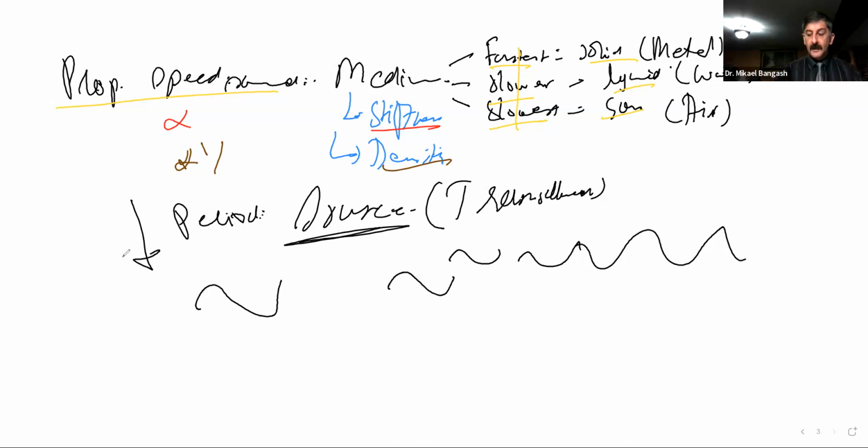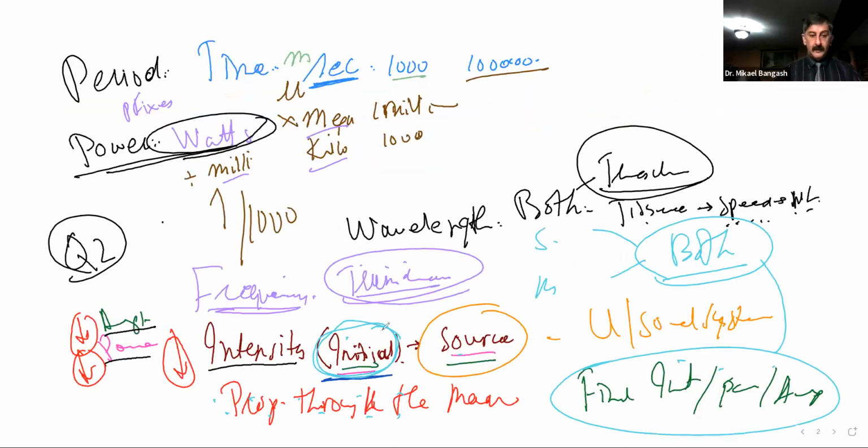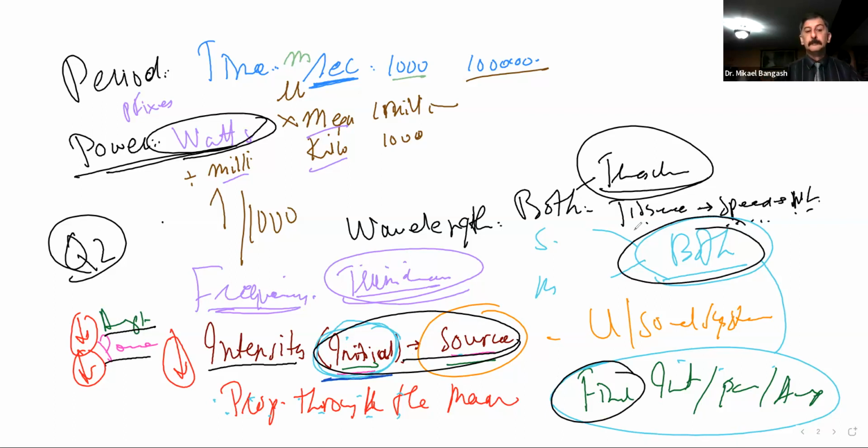Now the next two, power and amplitude, we already discussed them here. And the thing is, if it says initial, then it's going to be the source. And if it said final, then it would be both. Did that make sense? Yes. Okay.